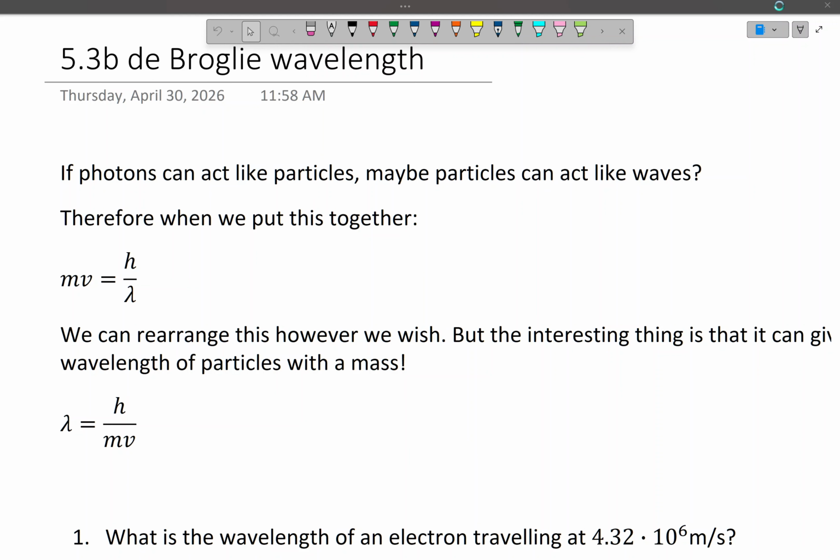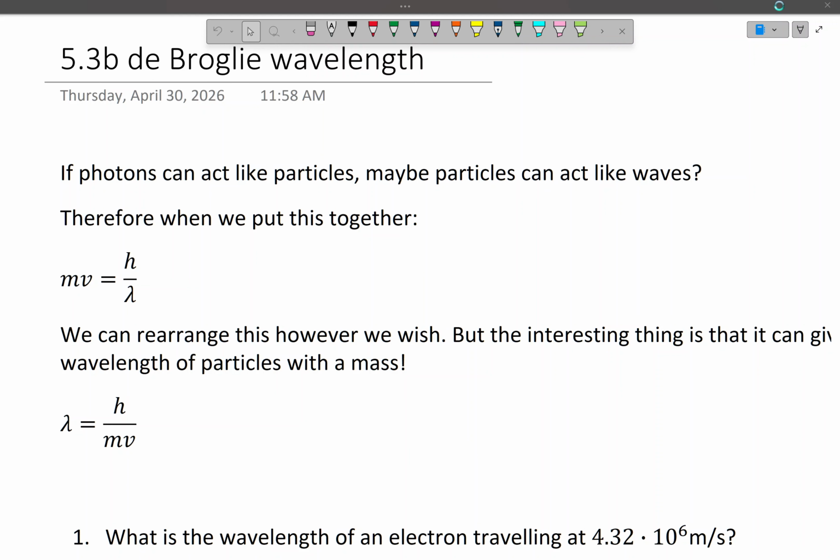Because if a photon can have momentum, as we saw with Compton scattering, then maybe we can reverse this and say that electrons or protons or alpha particles or any other particles can have a wavelength.